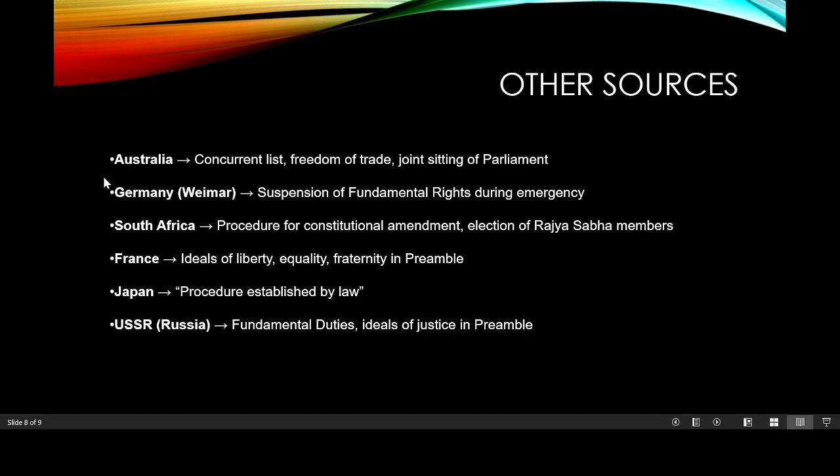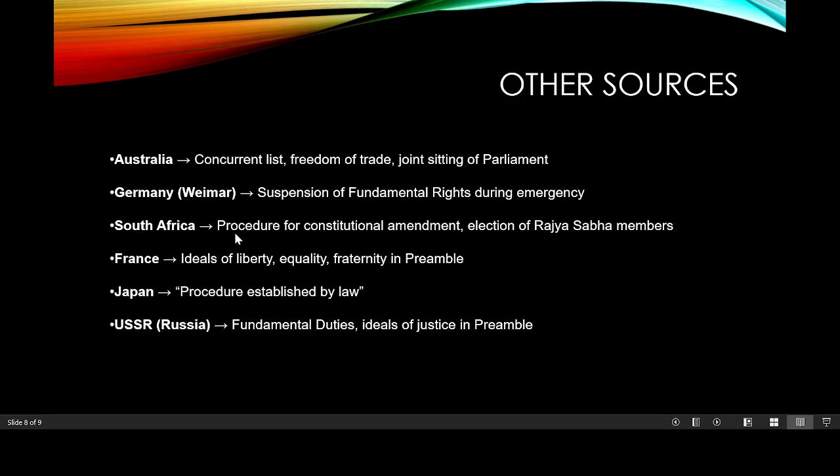From the German Constitution, suspension of fundamental rights during emergency. So here you should not get confused between the emergency provision and the suspension of fundamental rights during emergency. The emergency provision is from the 1935 Act, and suspension of fundamental rights during emergency is from the German Constitution, which was earlier known as the Weimar Constitution.